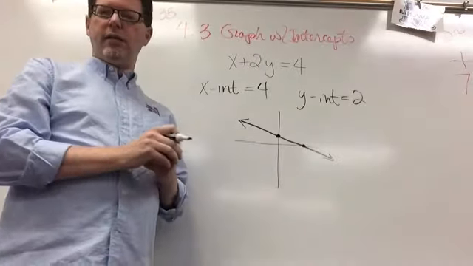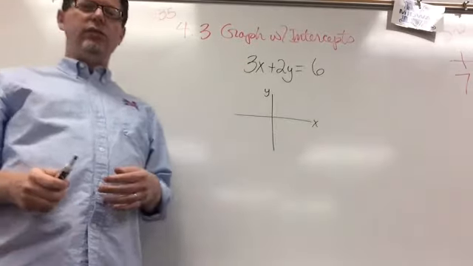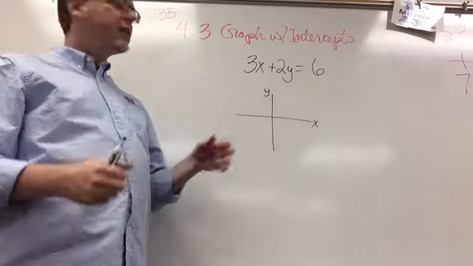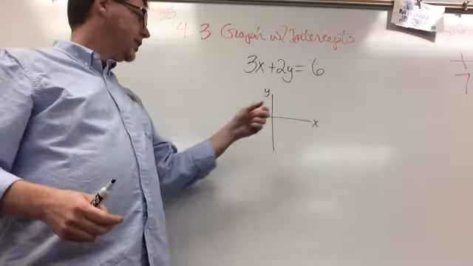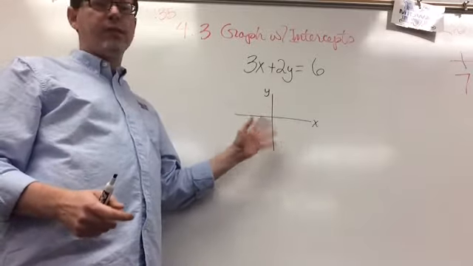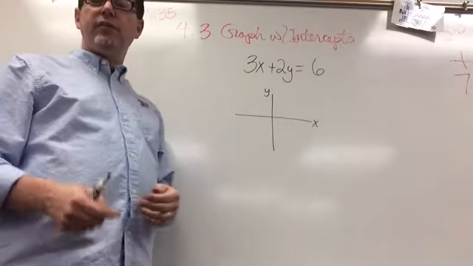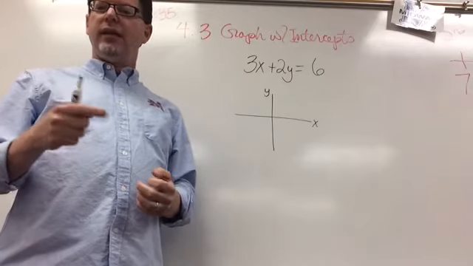For your assignment, what we would like for you to do is use this equation, 3x plus 2y equals 6. Find the x-intercept and the y-intercept by plugging in 0 in the correct place, and then sketch the graph. We know it's not going to be perfect because all I need is an x and a y-axis. And then take a picture of that and send it to us as a direct post in Edmodo.